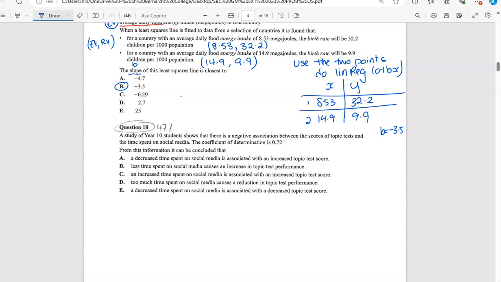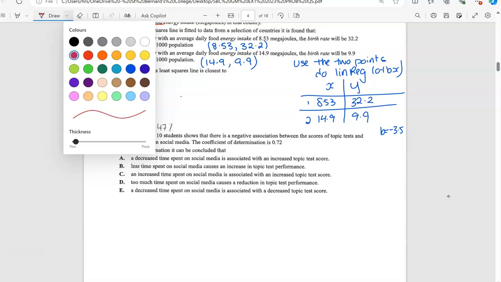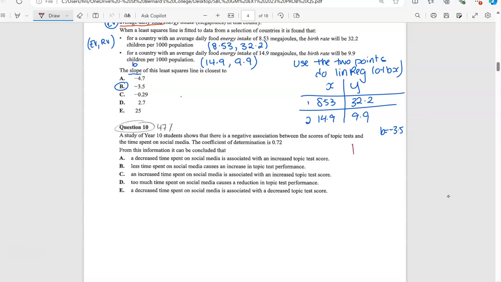So let's have a look. A study of year 10 students showed there was a negative association between the scores of topic tests and time spent on social media. What I suggest you do with these is, when they give you that information, draw up a graph. It said there was a negative association, so you know that means it's going down. Say these are the test scores, and here's the social media.